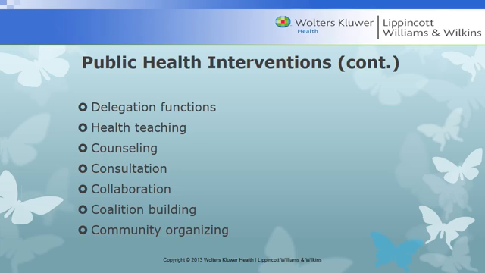Collaboration commits two or more persons or organizations to achieve a common goal. Coalition building promotes and develops alliances among organizations or constituencies for a common purpose. Community organizing helps community groups identify common problems or goals, mobilize resources, and develop and implement strategies for reaching the goals they collectively have set.